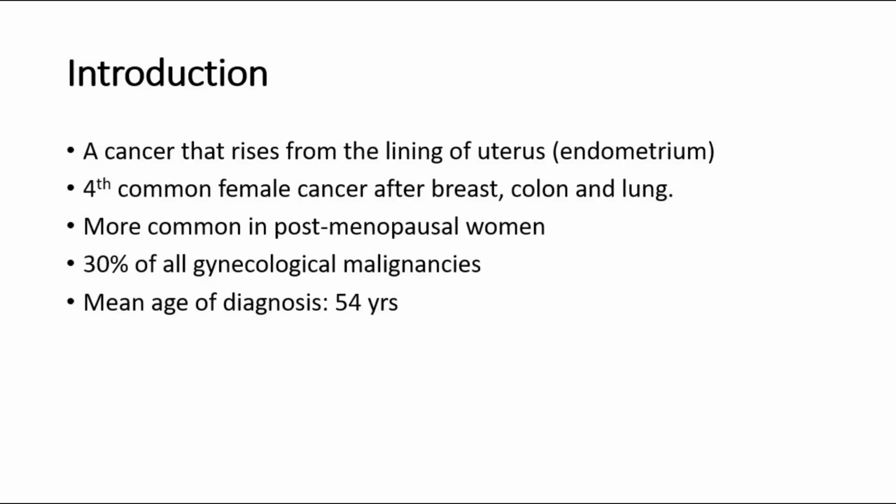This video will be on endometrial cancer. Endometrial cancer is a cancer that arises from the lining of the uterus, also called endometrium. It is the fourth most common female cancer after breast, colon, and lung cancer. Endometrial CA is more common in postmenopausal women, and it makes up 30% of all the gynecological malignancies. The mean age of diagnosis is around 54 years old.